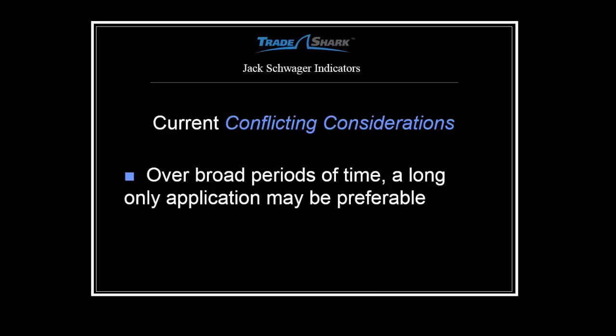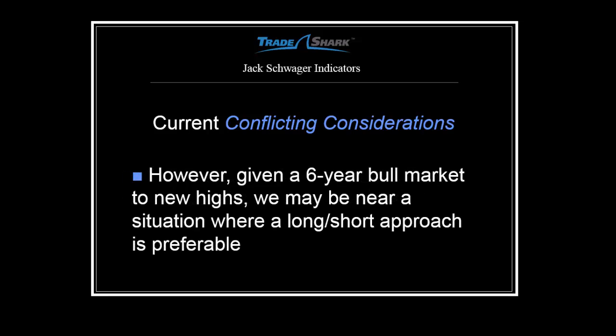Currently, there are some conflicting considerations, and to place currently into context, this is being recorded in late March 2015. Now, although over long periods of time there's a definite strong tendency for stock prices to have an upward bias on balance, at present we are at a point that has just experienced a strong bull market for 6 years with stock prices at all-time highs. So ironically, at this point, we may be in a situation where a long-short approach may actually be preferable.